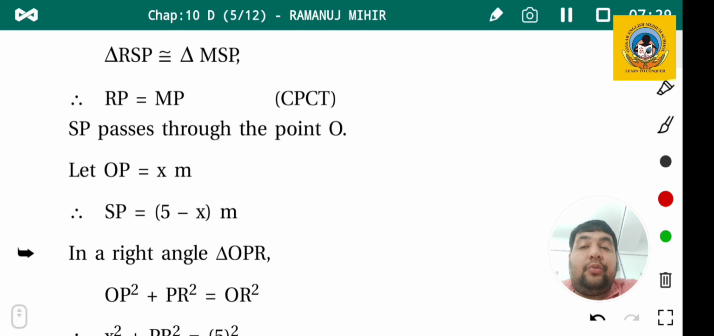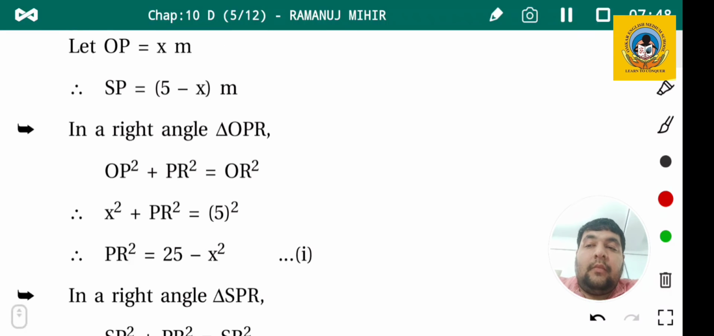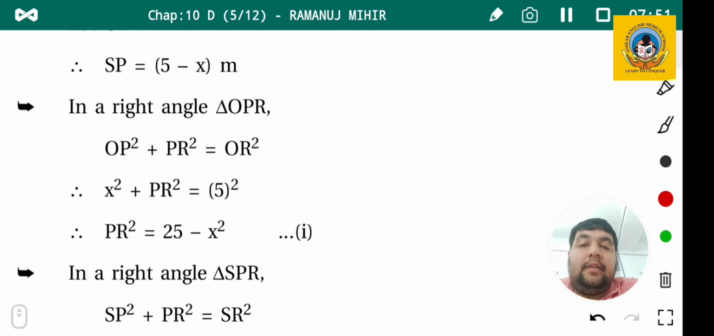First of all, we have to prove it is a right angle. That's why we are writing this argument. How do we know it is a right angle? First of all, we have to say that this triangle is a right angle triangle, and then we will use the Pythagoras theorem to solve the unknown. So now take right angle triangle OPR, that is OP square plus PR square is equal to OR square. The sum of the squares of the sides is equal to the square of the hypotenuse.